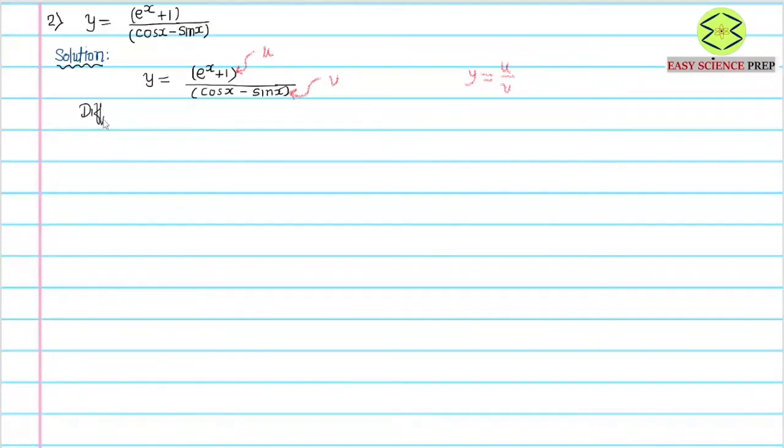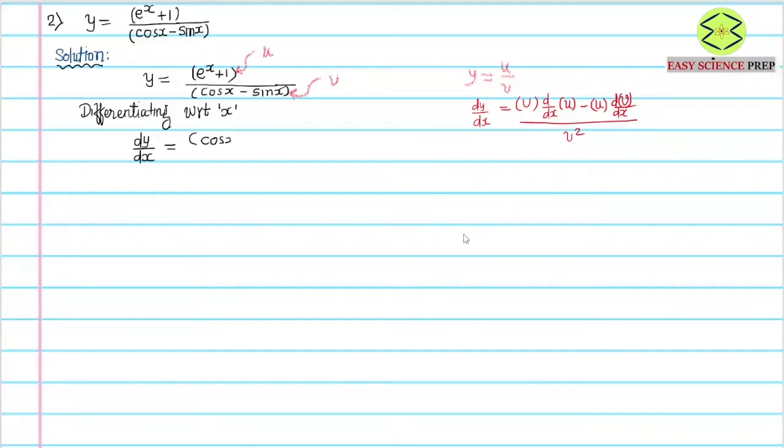So differentiating with respect to x, we are going to follow the same procedure, that is v times the derivative of u. So v is this cos x. Remember the formula, dy by dx is v times derivative of u minus u times derivative of v, whole divided by v square. v is the denominator, square, right? So we shall be continuing with the same rule. I have already written it here again.